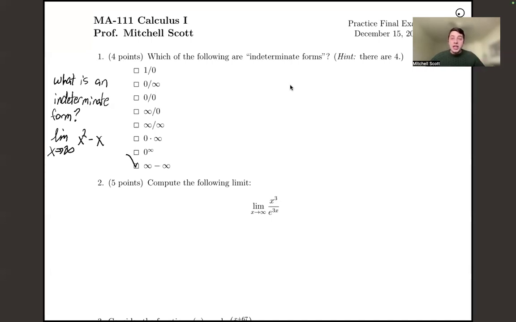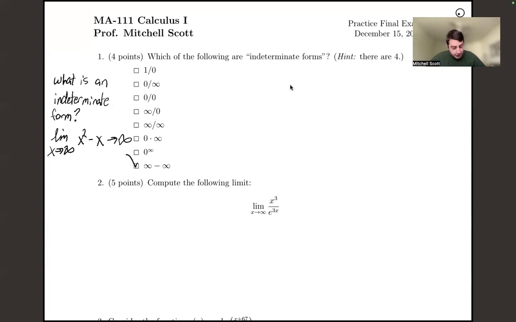If we were to factor it, we would see that this goes to infinity, because x squared is bigger than x. We're subtracting a smaller infinity from a bigger one, so it's going to go to infinity.